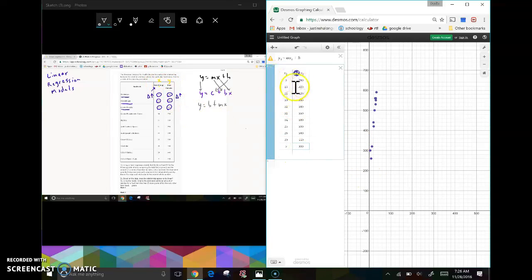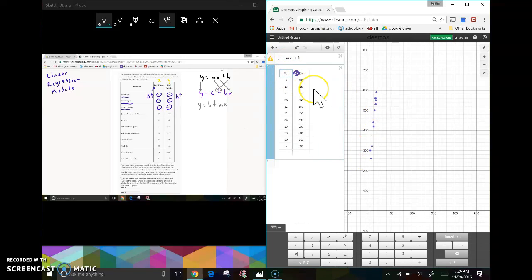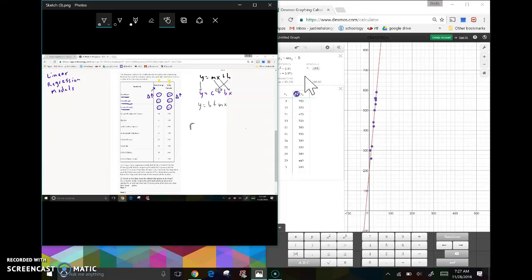So I've typed it in. You can see the points. Now what I need to do is make sure that this is x1, so I'm going to delete this 2, make that 1, and delete this y and make that 1. Now you can see up here it's given us some stats. This r squared, important to note, is the correlation coefficient. It tells you how strong the linear relationship is between these two variables. So r squared equals the correlation coefficient.